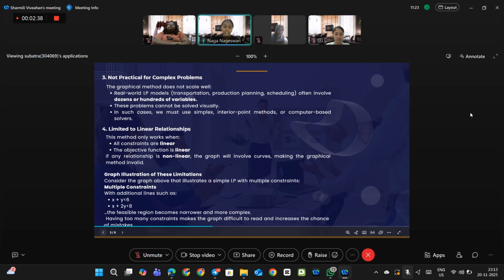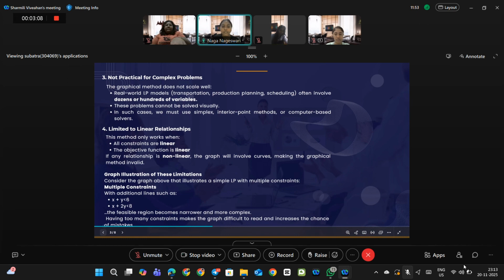point method. Another limitation is that the graphical method only works when all the constraints and the objective function are linear. If even one constraint is non-linear, the feasible region would involve curves instead of straight lines, and the graphical method becomes invalid. Here we can see how adding more constraints makes the graph complicated in the complexity illustration.